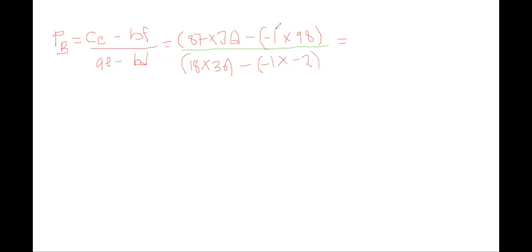So at the end of the day, if you do the operation for the numerator, you should have something like 3,230. Then the denominator will give you 646. Then at the end of the day, our PB, that is the price of beef, is 5. So the price of beef is 5 at equilibrium. Remember, these are equilibrium. Let me even put this there to know that it's the equilibrium price.